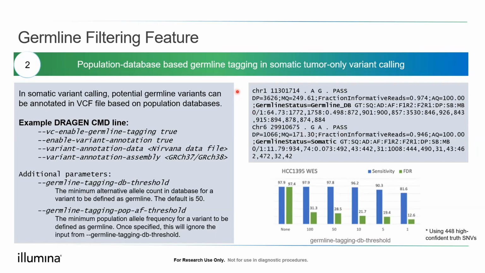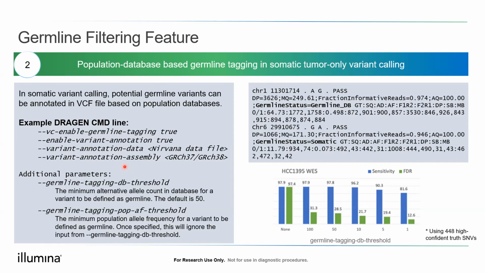Moving to the next feature that we have for the oncology side, a population data-based germline tagging feature. If you have tumor-only samples, one of the difficulties is that because you don't have a normal, you are not able to filter out the germline variants. One way that we are supporting this is by providing the ability to bring in a population database. This database can be, say, the 1,000 Genomes Project, and in this example, what we're showing is that you can get it from a Nirvana data file, and you just enable the feature that will read this database.